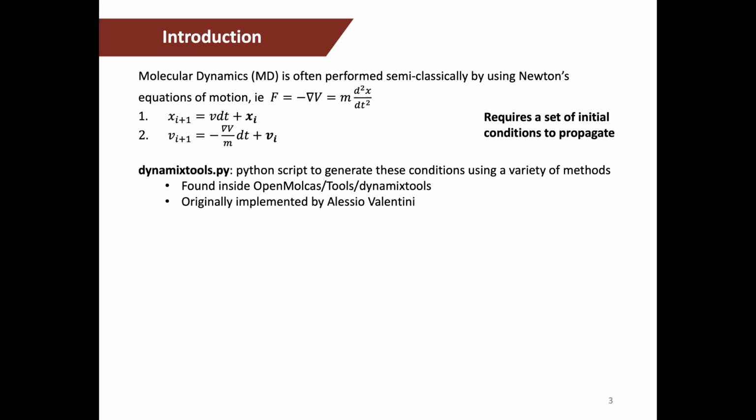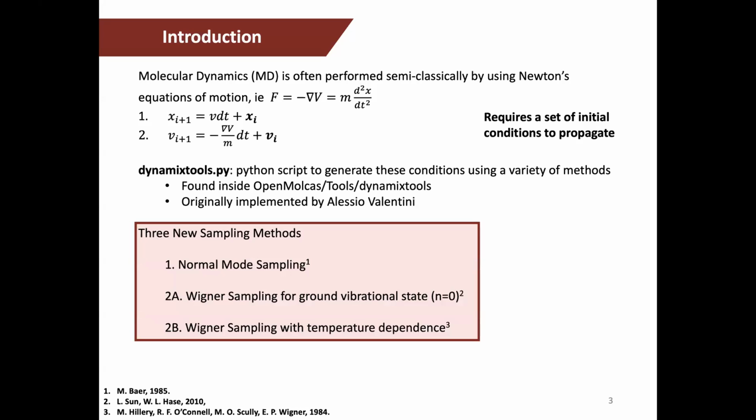And so there was already a Python script inside of OpenMolcas, which could generate these initial conditions, and it was found inside the tools, dynamics tools directory. It was originally implemented by Alessio Valentini. But I implemented 3 new sampling methods into this script, which was normal mode sampling, and then 2 Wigner sampling methods, one based on the ground vibrational state. So if you're just interested in zero-point energy and propagating from that, you would use this one. And then I also implemented Wigner sampling with a temperature dependence.